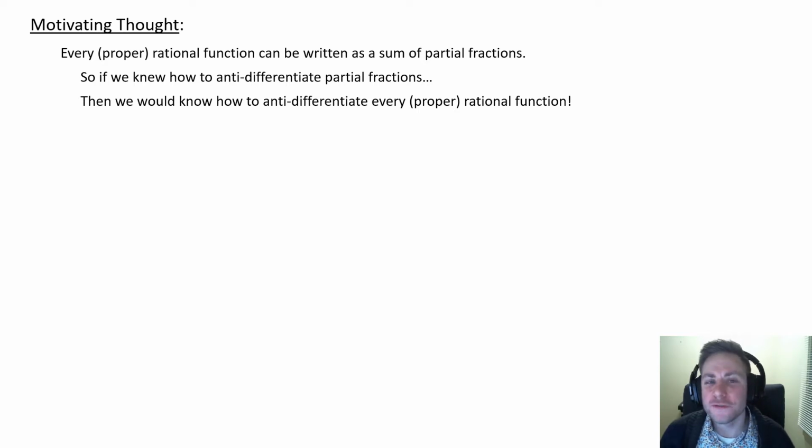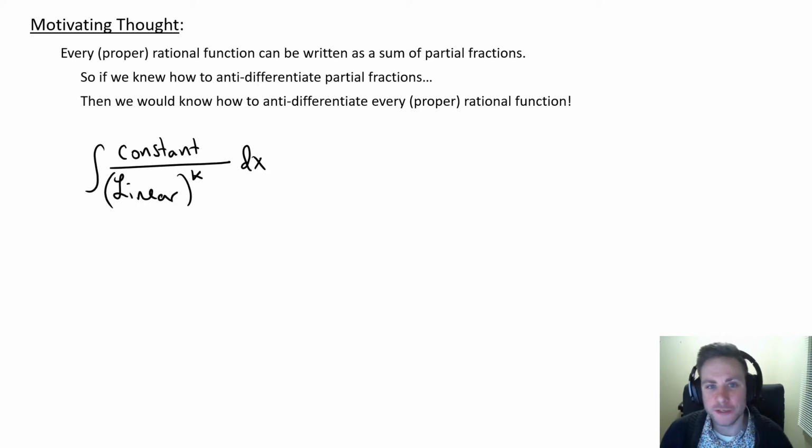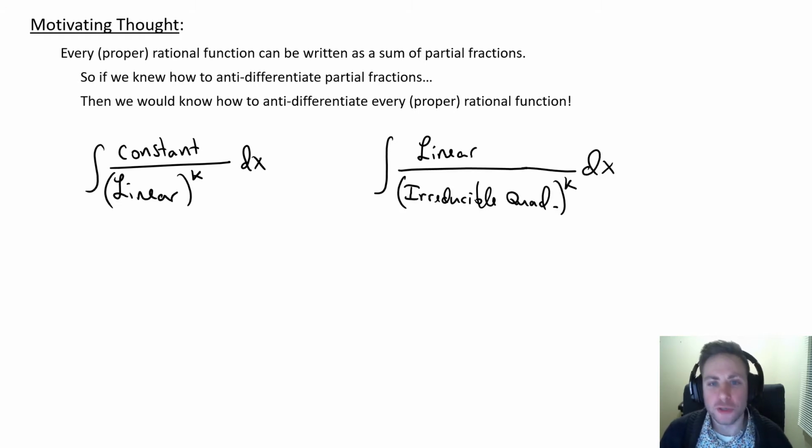So integration of rational functions really only boils down to two problems. We need to know how to integrate the constant over linear type of partial fraction, and also the linear over irreducible quadratic type. If we could just figure out how to do these types of integrals, then the entire problem of integrating rational functions would be solved.